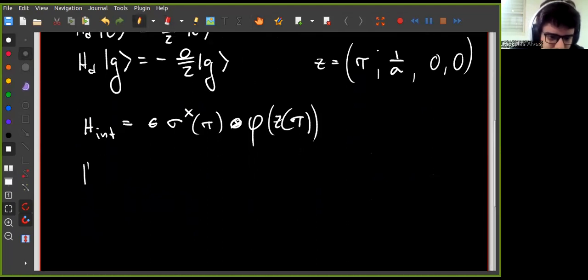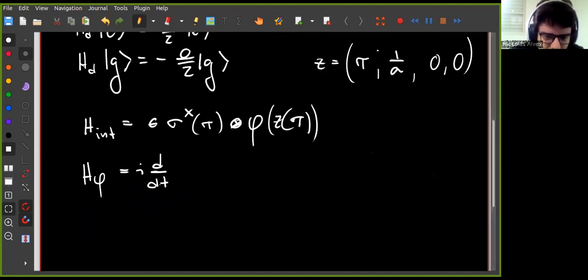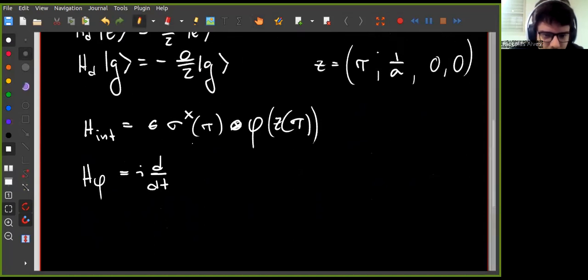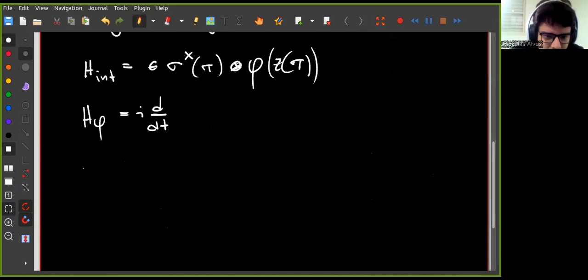And at last, we have a Hamiltonian for the field. Now this is a Hamiltonian that generates translations along the inertial time. We want to get a Hamiltonian that generates translations along the proper time of the detector. To do so, we notice that 1 over d tau equals i.